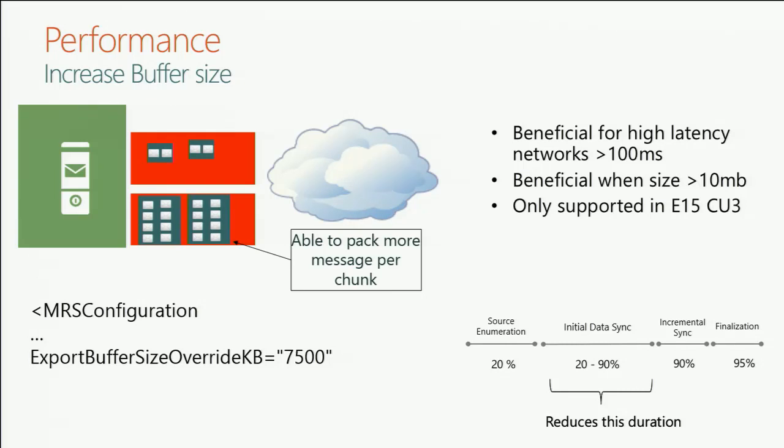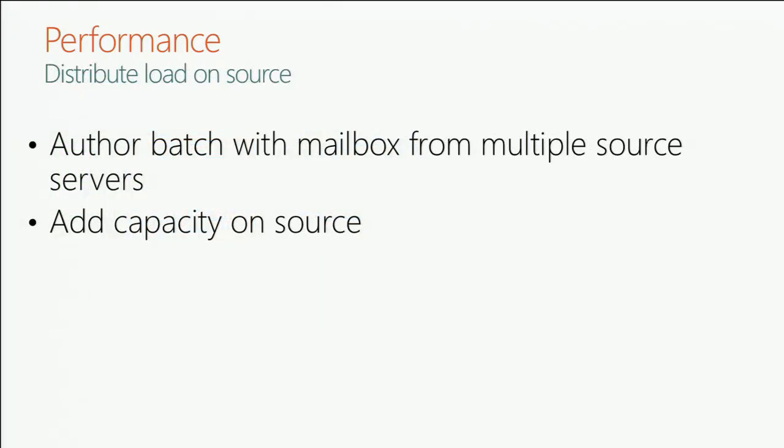Another way, of course, is to author your batches such that you spread the load between a bunch of source servers. So you pick a mailbox from server A, server B, and server C, so that one server is not overwhelmed. And of course, you can always add capacity. That's a final way to do it.